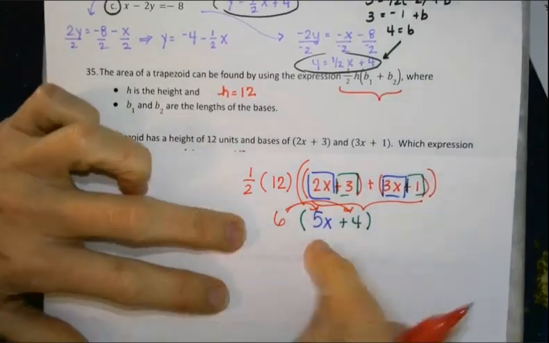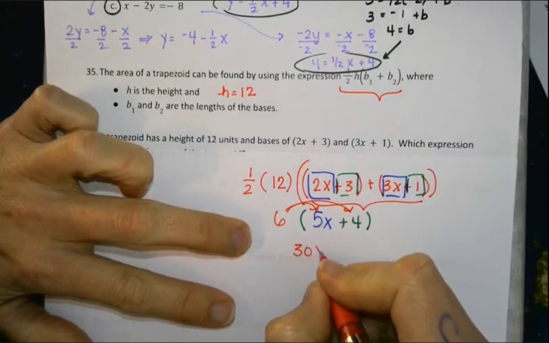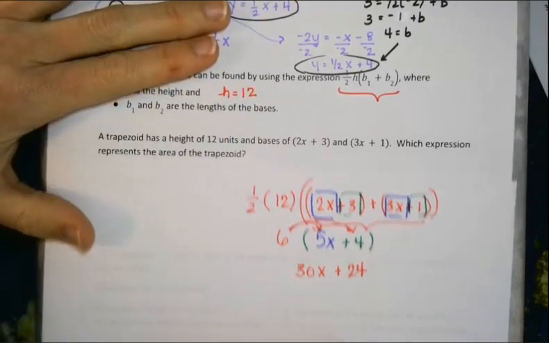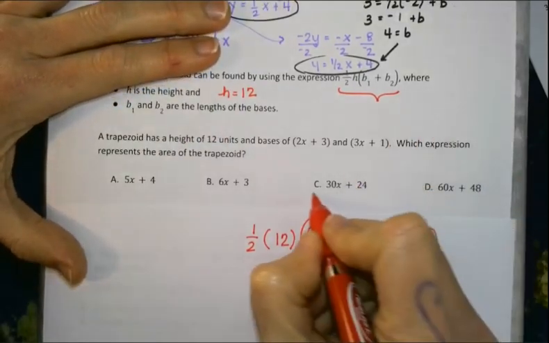So 6 times 5 is going to give us 30x. And then 6 times 4 is going to give us 24. So 30x plus 24. Our answer should be C.